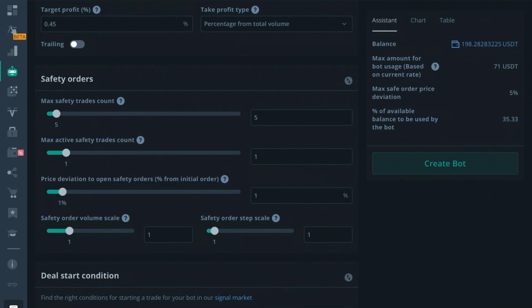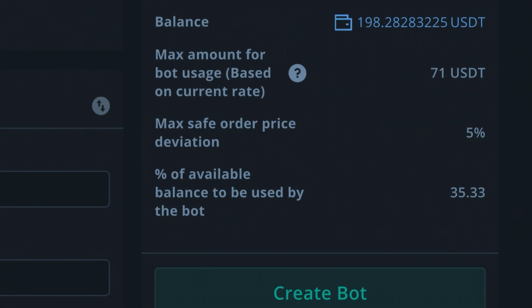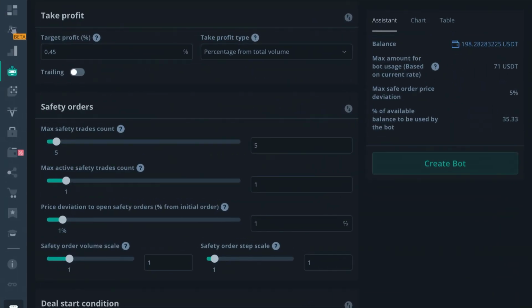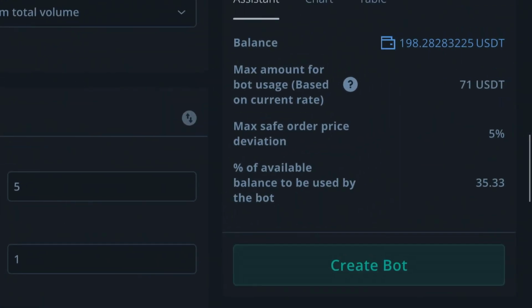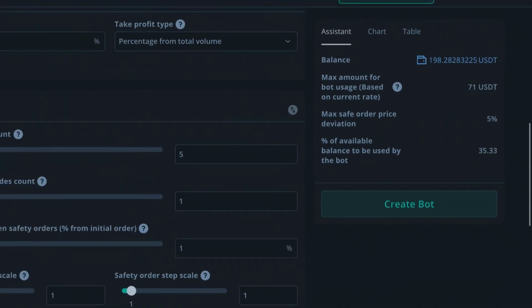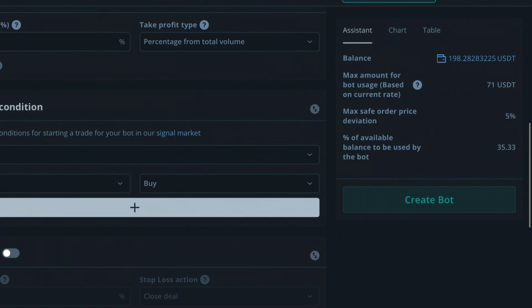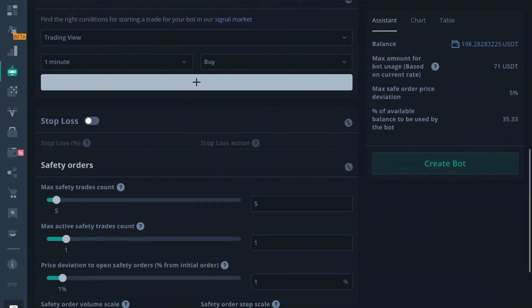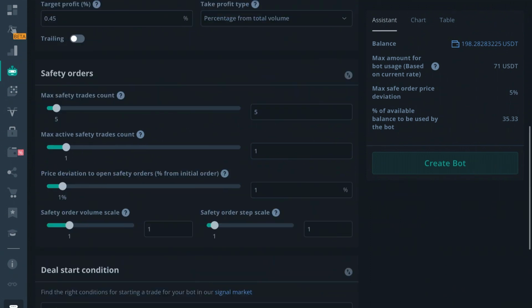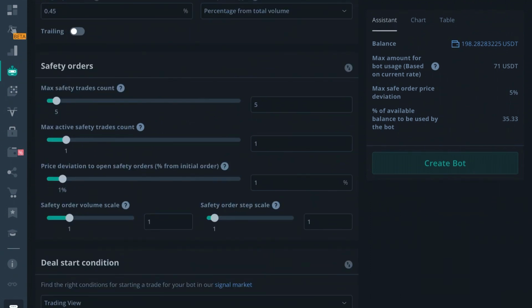So we're going to go ahead and try and set this up to match our deviation now. Everything that we do in here will directly affect what happens here. So let's keep an eye on the bot assistant as we are making these changes. Oops, fat fingered there. Let me put that back up. All right. So everything that you do here will directly affect what happens over here. So let's take a look at these max safety trades count.